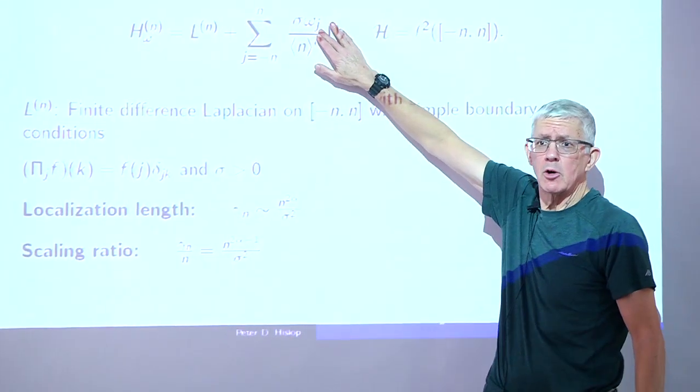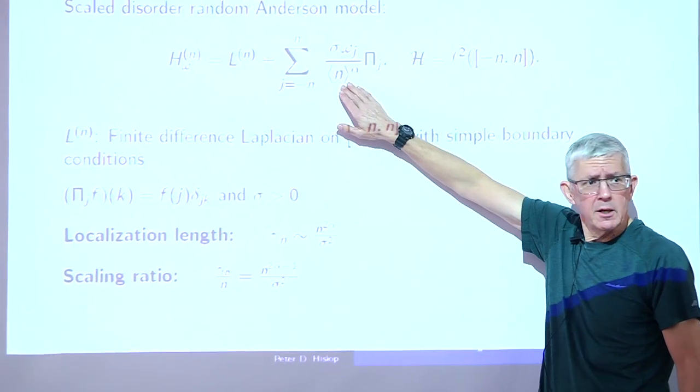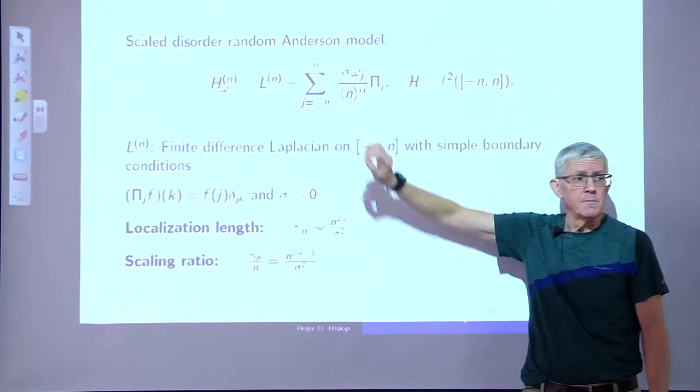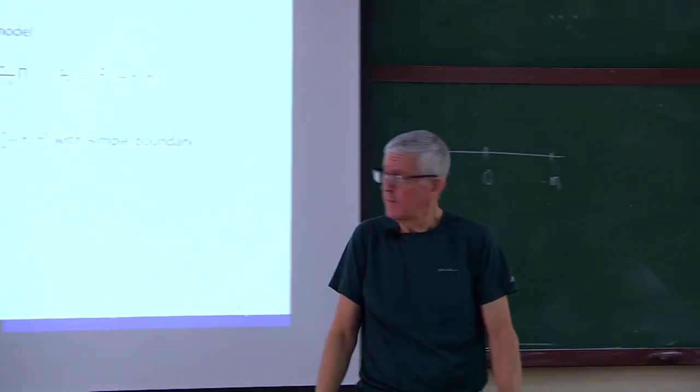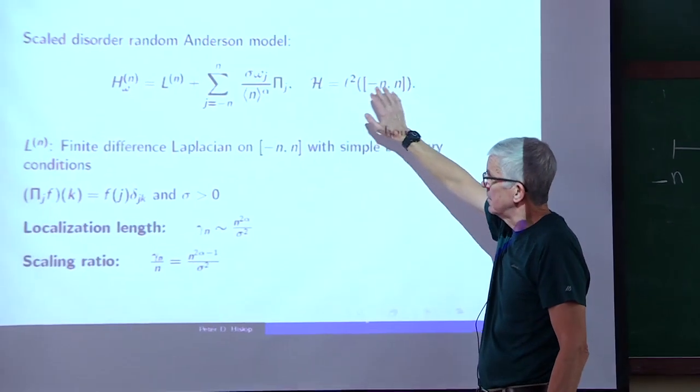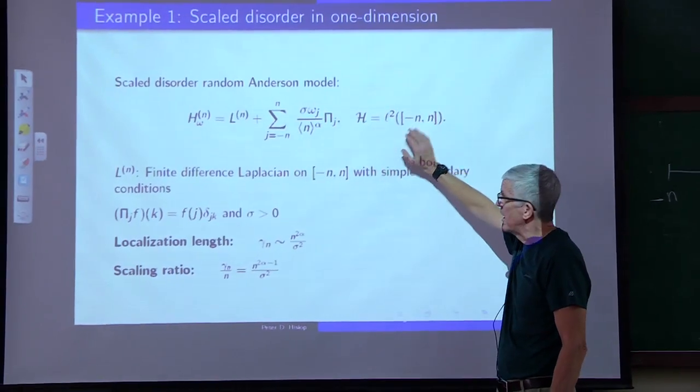So the scaled disorder says instead of just having the omega_j, you scale that by 1 over n to a power alpha. And I'm going to take alpha between 0 and 1. Now for this type of model, I'm just restricting the length, capital L before, to now be 2n.